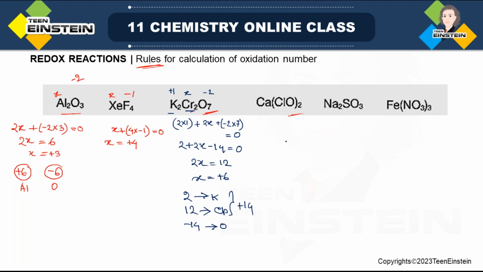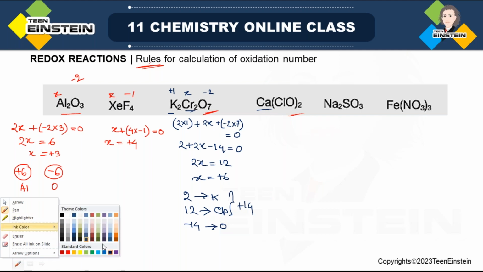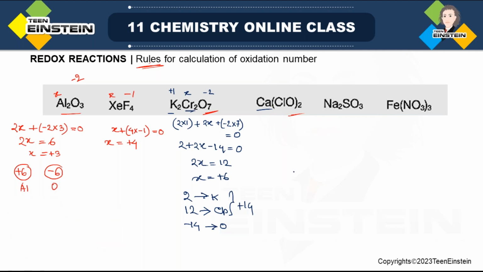Next we have calcium ClO whole 2. Now calcium, as it is from group 2, an alkaline earth metal, will always have oxidation state plus 2. That is the only oxidation state possible for it. That also we have seen in the rules. Now if it is plus 2, that means the total negative charge is minus 2, which is coming from chlorine and oxygen.